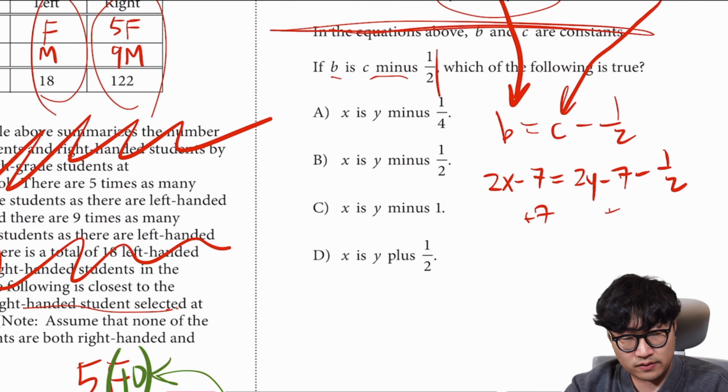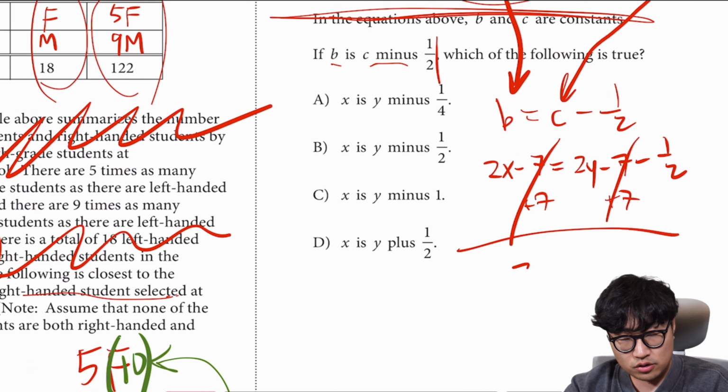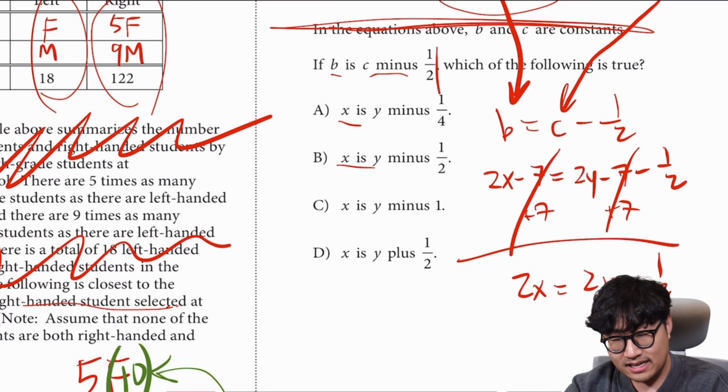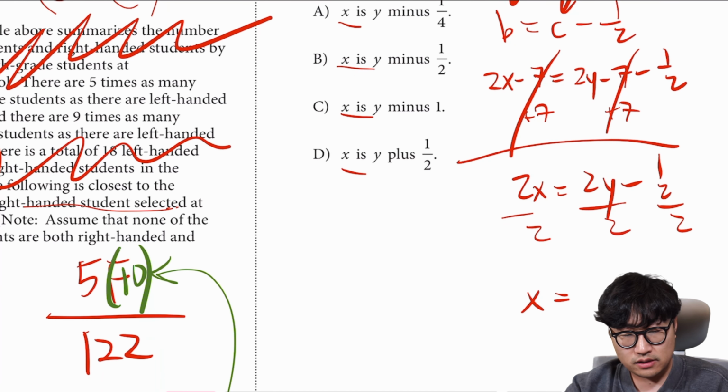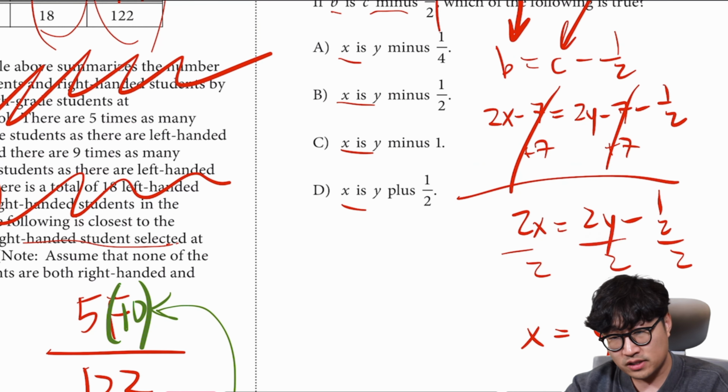Just go ahead and add 7s and get that out of the way. So 2x is equal to 2y minus 1/2. You want x is something, so go ahead and divide everything by 2. So x is equal to y minus 1/4, which is answer choice A.